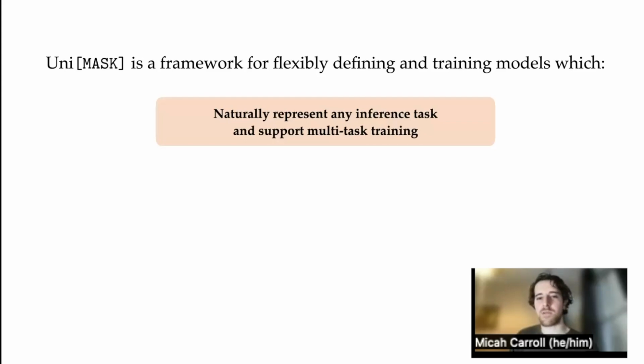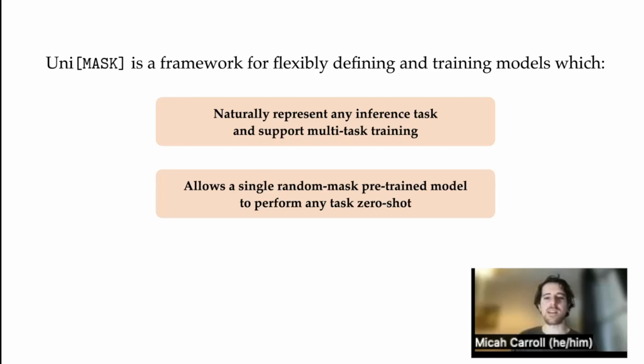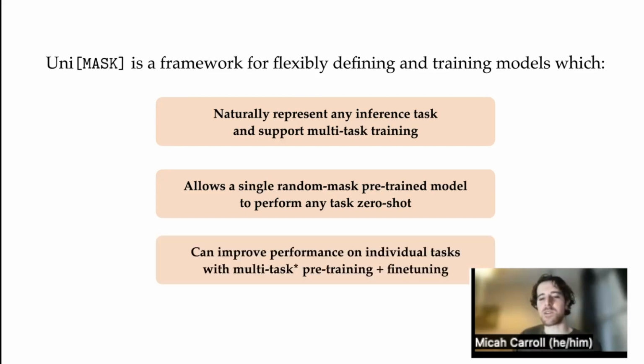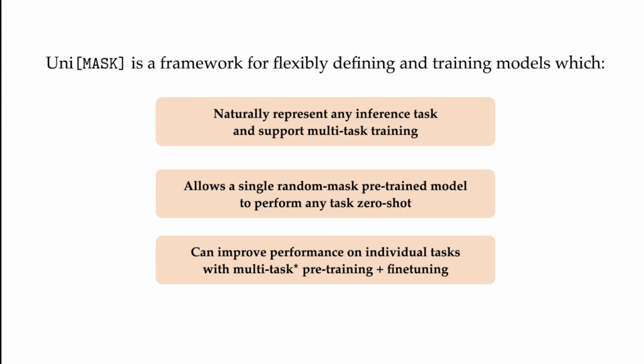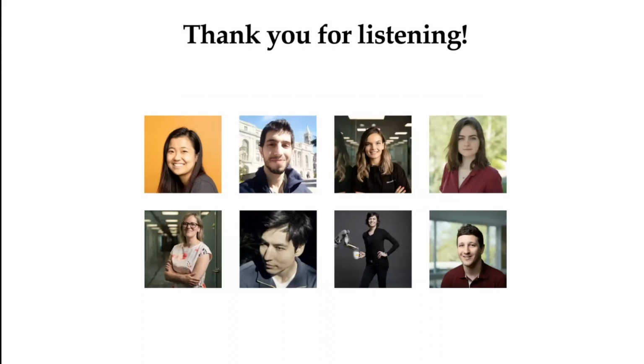So, just summarizing, Unimask is a framework for flexibly defining and training models. It enables us to naturally represent any inference task and supports multitask training. It allows single random mask pre-trained models to perform any task zero shot, or at least that's what our experiments suggest. And it can improve performance on individual tasks with multitask pre-training and additional fine-tuning. Thank you all for listening, and thanks to all my wonderful collaborators.